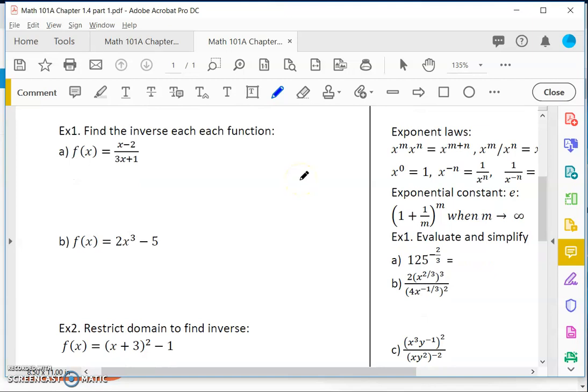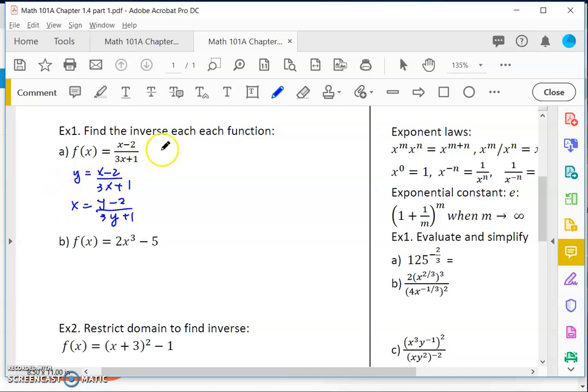Okay, so let's do an example on finding the inverse of a rational function and a cube function. These are one-to-one functions, so let's try to find them. Using our method, first of all, we write y equals (x minus 2) over (3x plus 1). Then we switch x and y: x becomes (y minus 2) over (3y plus 1).